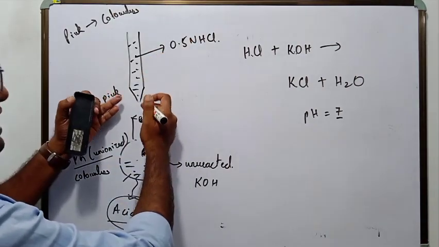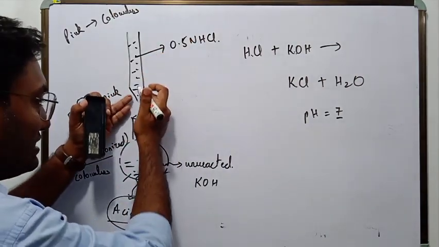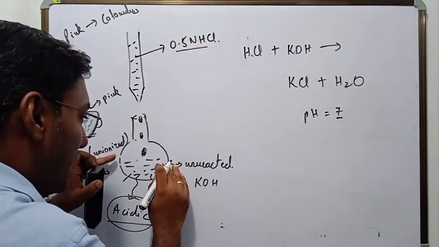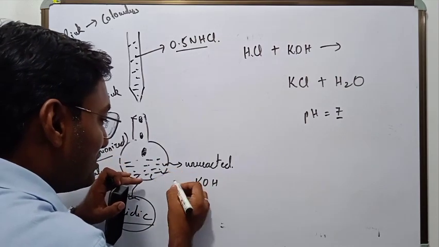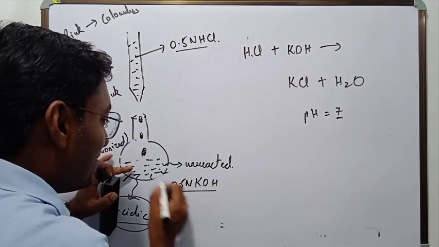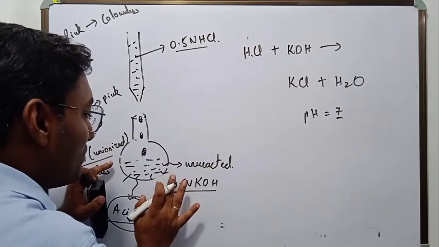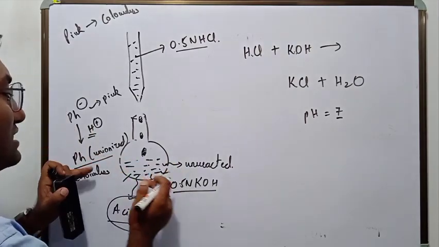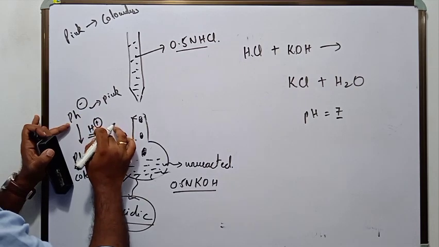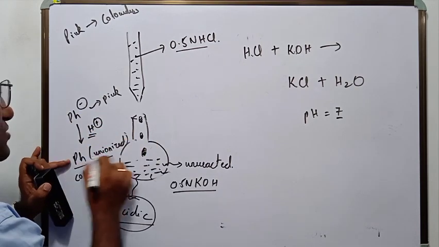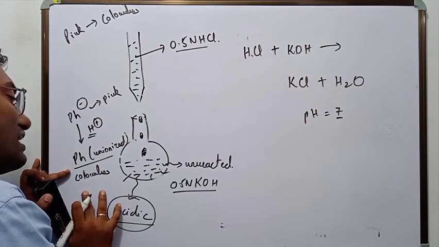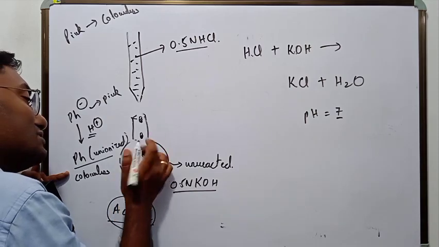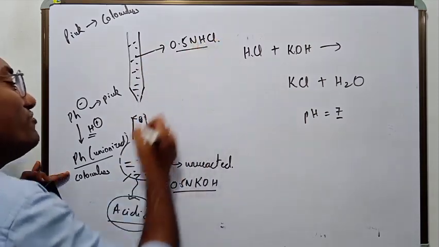Now when an excessive drop of 0.5 normal HCl falls, there is no KOH left to react with it. There was initially excess 0.5 normal KOH, but now there is no KOH to react. So that excessive drop makes the solution acidic. The phenolphthalein accepts the proton and becomes unionized phenolphthalein, which is colorless. So the solution which was initially pink suddenly becomes colorless by the addition of an excessive drop of 0.5 normal HCl.